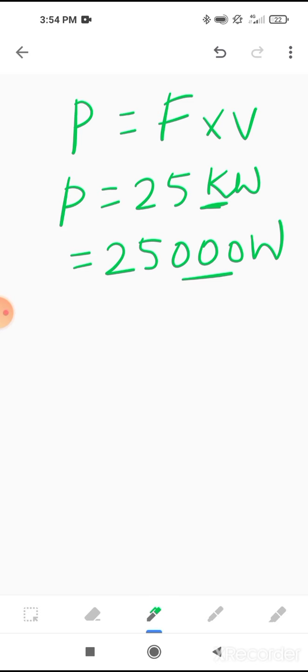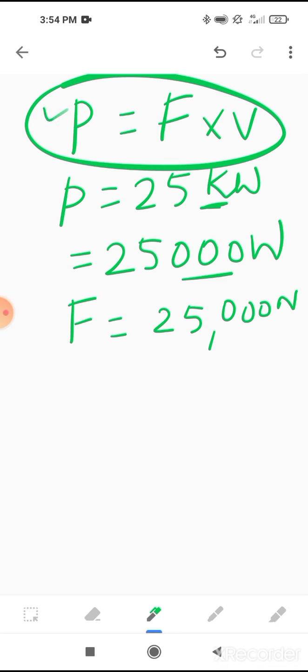Then the load lifted or the force exerted is 25,000 Newton. So in the given formula, P is given, F is given, V you can find out. Now question number 14. A machine raises a load of 1000 Newton through a height of 10 meter in 5 seconds. Calculate the power of the machine.